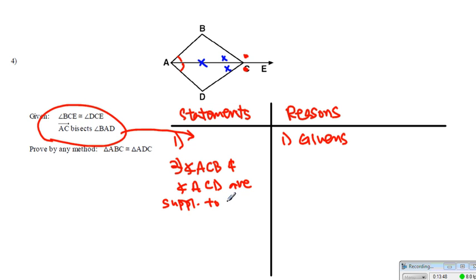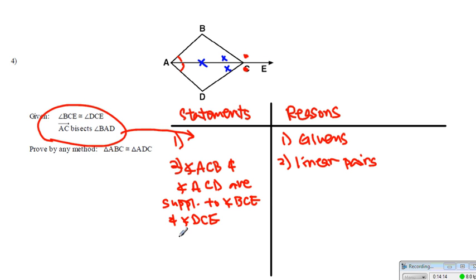to angle BCE and angle DCE. Now here, why are they supplementary? Because they're linear pairs. Meaning basically, two angles make up a straight line.